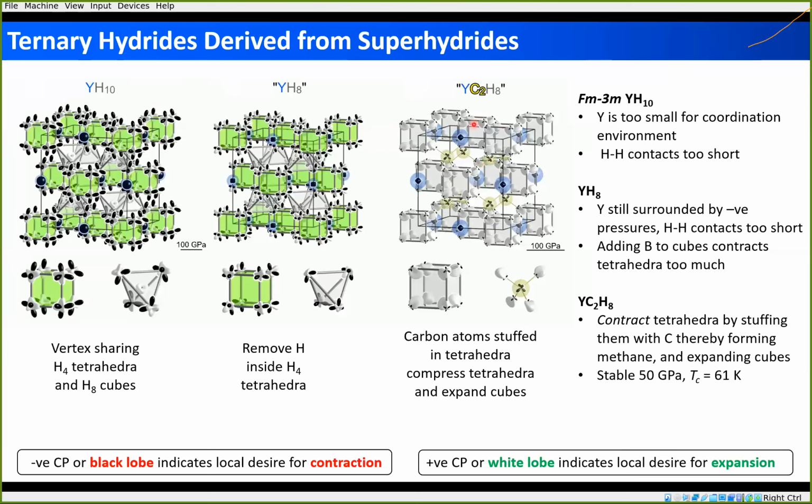For the yttrium case, we find a bit of a different chemical pressure map because the yttrium is again going to have a different ionic size. It's much smaller. And in this case, what we find is that putting a carbon atom within this tetrahedron is actually going to compress the tetrahedra and expand the cubes. And the YC2H8 was found to be dynamically stable by us down to, say, 50 GPa with this expected TC.